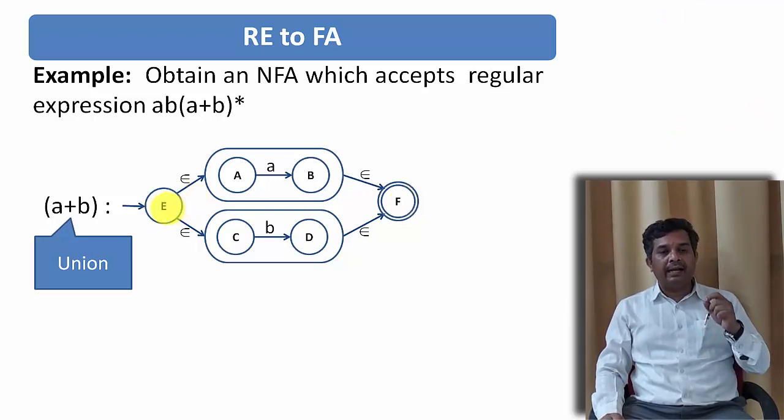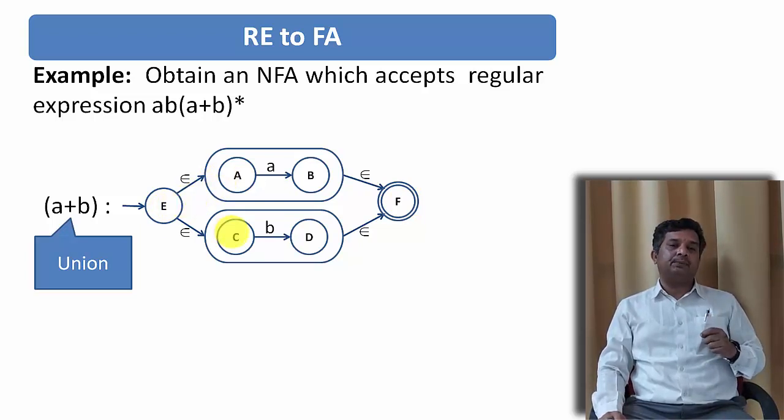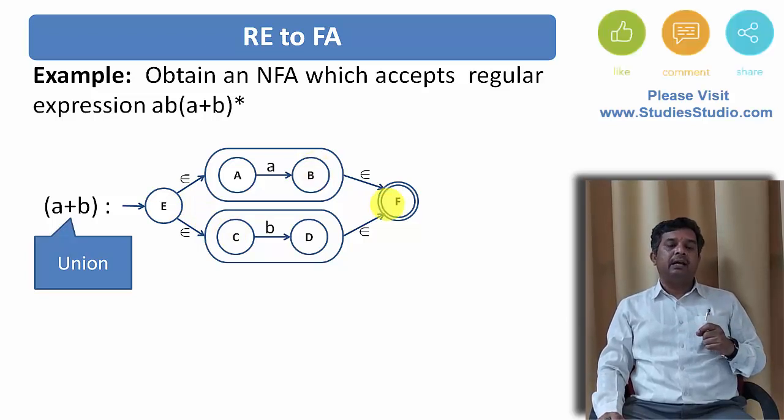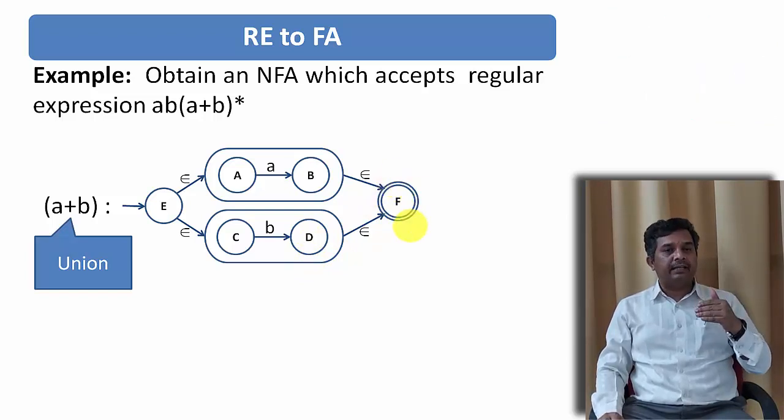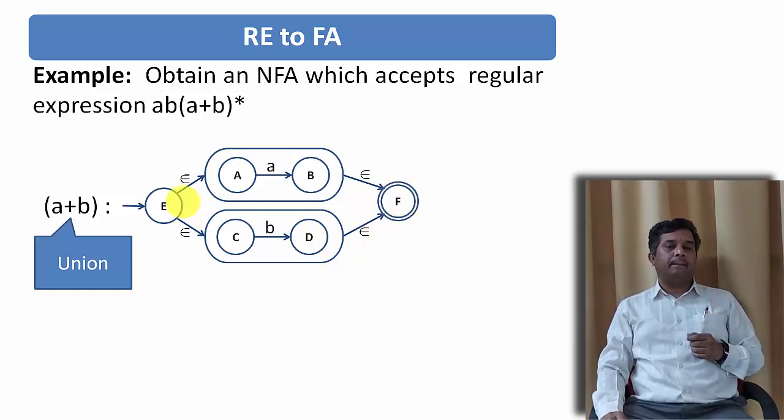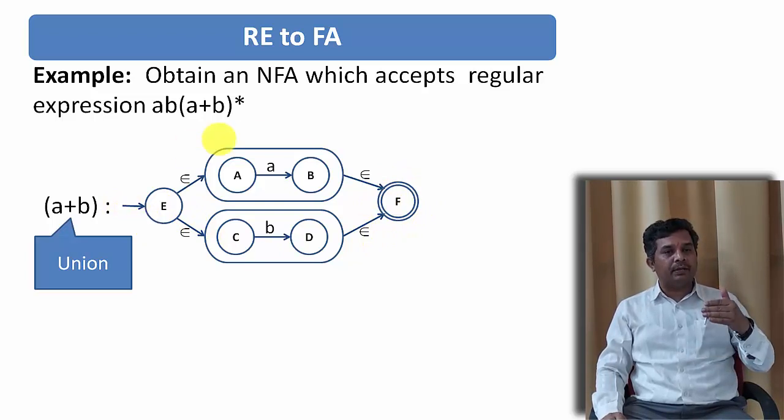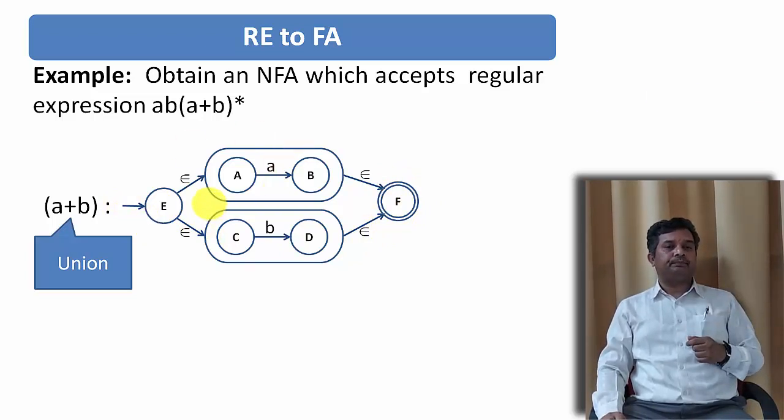From E to A, I'll take an epsilon transition. From E to C, I'll take another epsilon transition. Similarly, from B to F there is an epsilon transition, and from D to F there is an epsilon transition. And F becomes the final state of A plus B. So this is how I am going to represent A plus B.